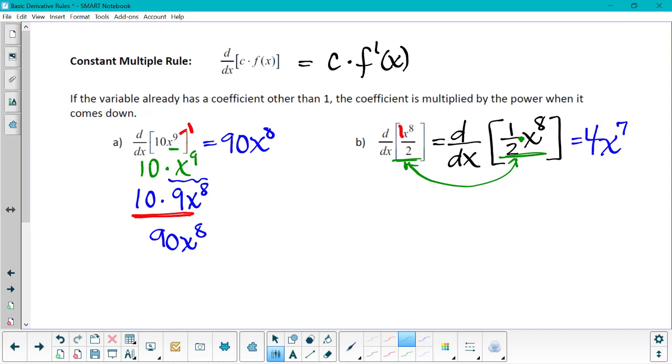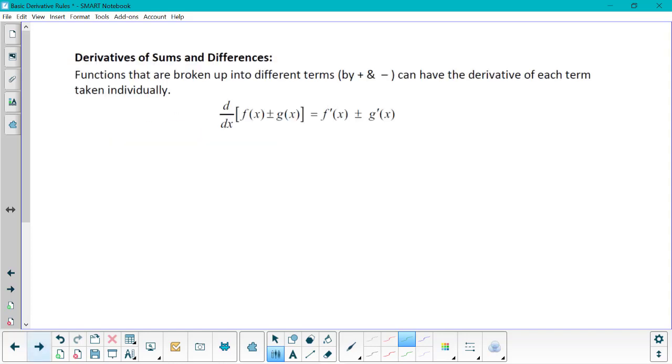All right, so we're going to expand now. Another rule: we've got derivatives of sums and differences.